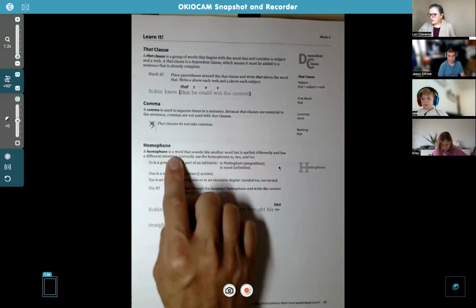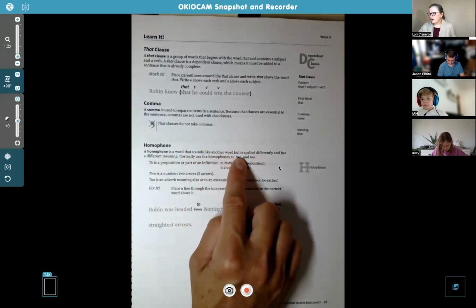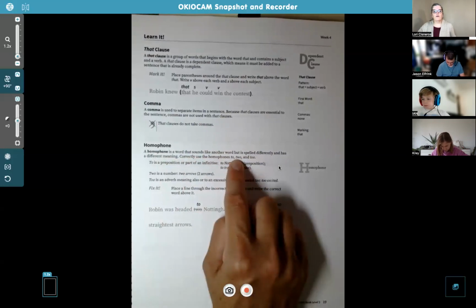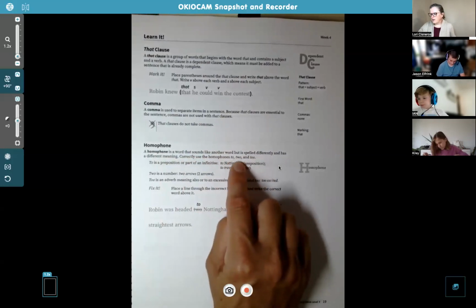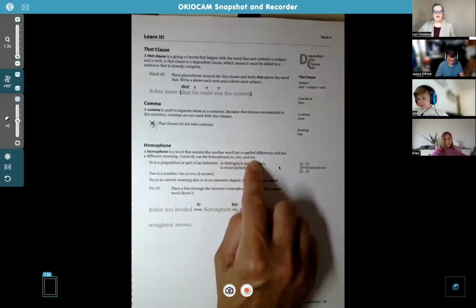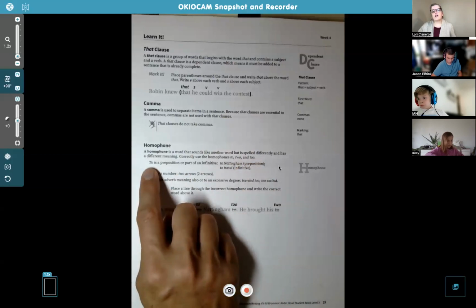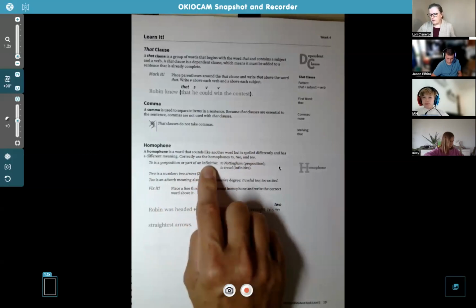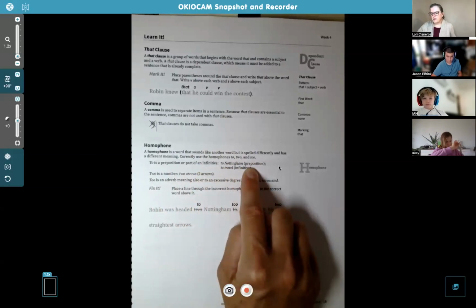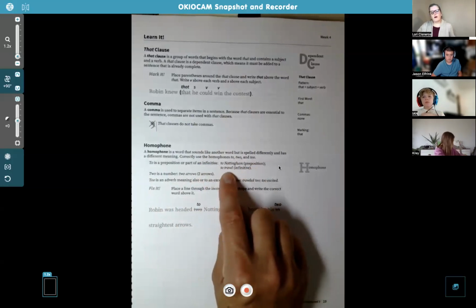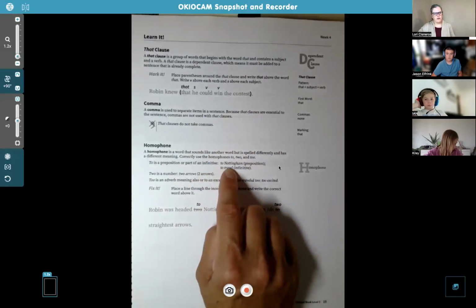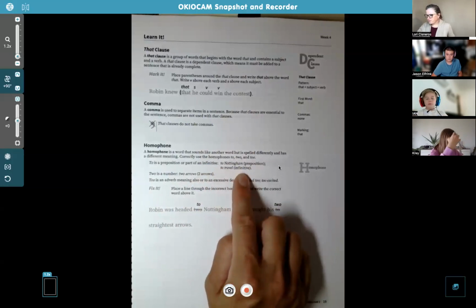Homophones. A homophone is a word that sounds like another word but is spelled differently and has a different meaning. For example, the word to right here in this paragraph, to, and to, they all sound the same, right? But they're spelled differently and they mean different things. So to is a preposition, or it's part of an infinitive, which we'll learn more about later. To Nottingham is a preposition, but to travel is an infinitive. By the way, if you put to next to a verb, that's called an infinitive.